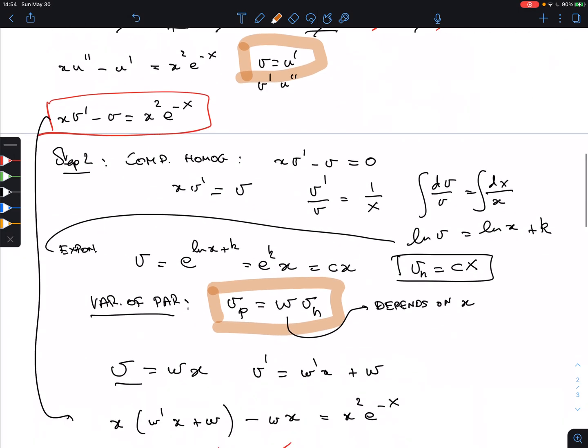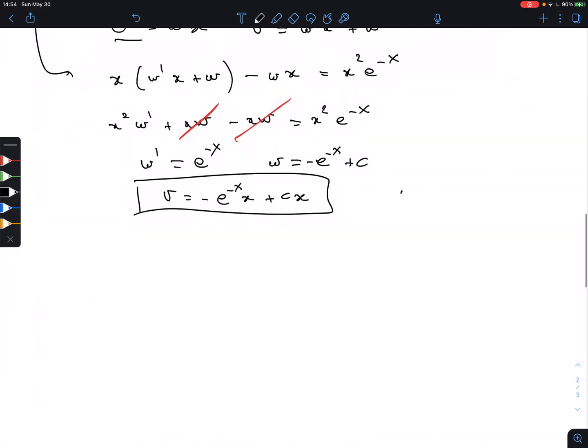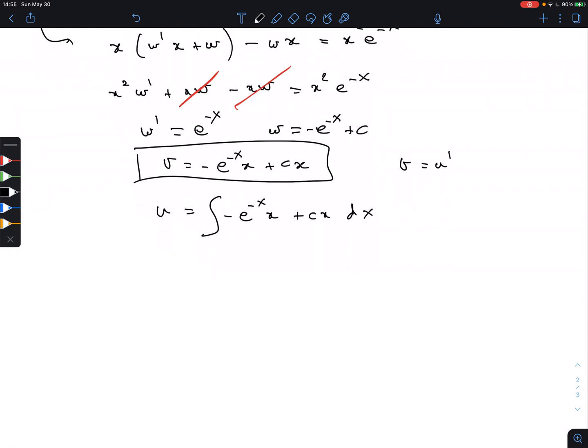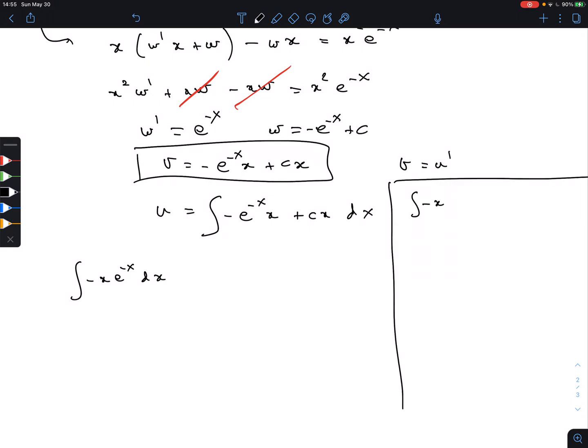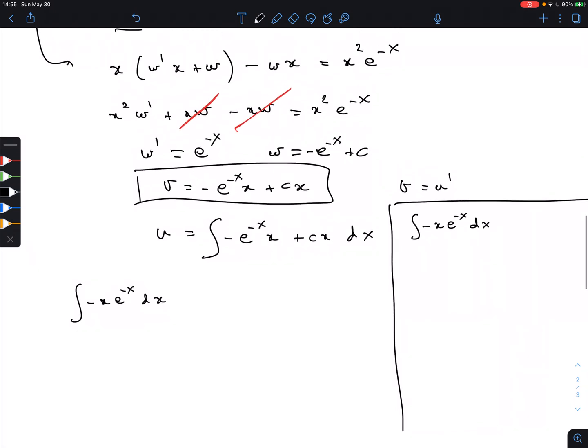Oh, v was the derivative of u, so we have to do an antiderivative. So v is the derivative of u. So to find u, we have to antiderive this thing, minus e to the minus x plus cx. We have to antiderive this. Okay. So what's the antiderivative of the first one? Minus x e to the minus x dx. I'm going to do this separately. So let's do it here on the side. Write it here. Minus x e to the minus x dx. What kind of integration is that?